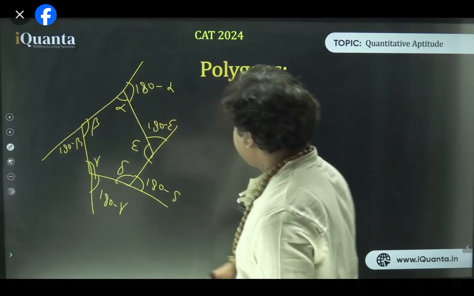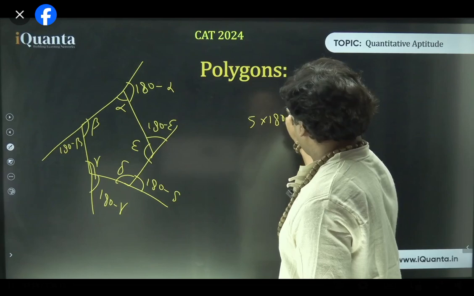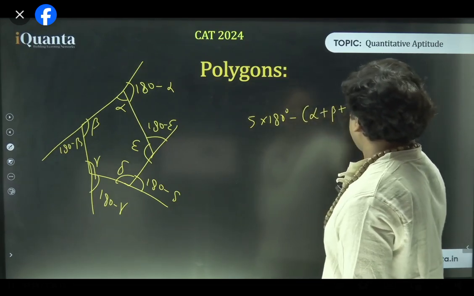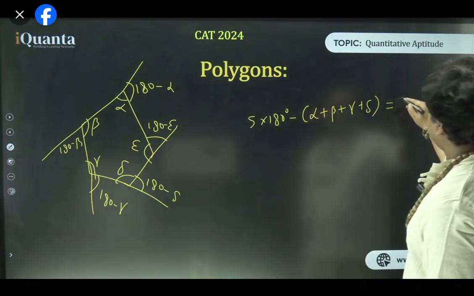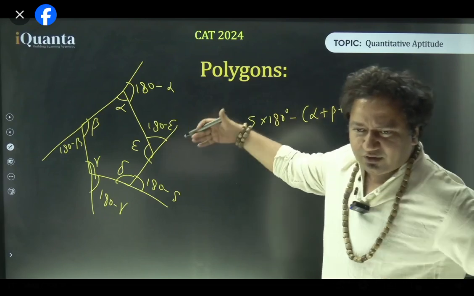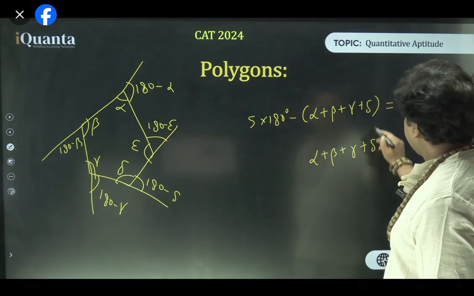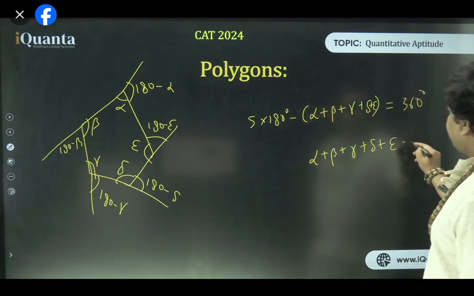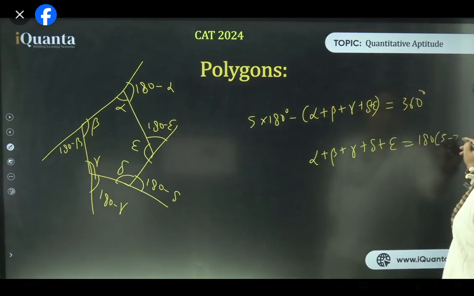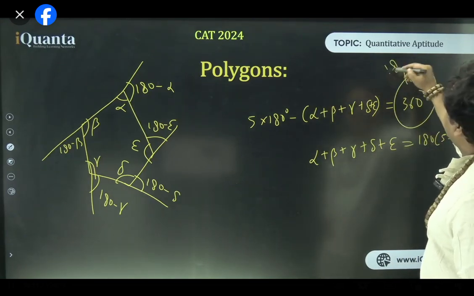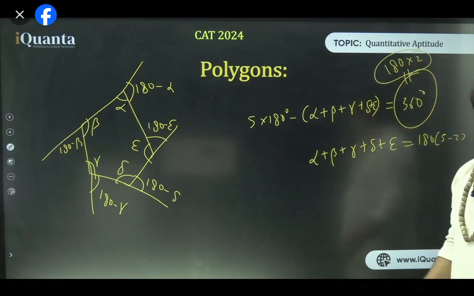So I'm just going to add them up. 5 multiplied by 180 minus alpha plus beta plus gamma plus delta is equal to 360. After contraction, I think you know how to contract it, right? So alpha plus beta plus gamma plus delta, epsilon is also here, plus epsilon is equal to 180 taking common, we have 5 minus 2. See, this thing is always 180 into 2, isn't it? In all the cases, this was this only, 180 into 2, 360.